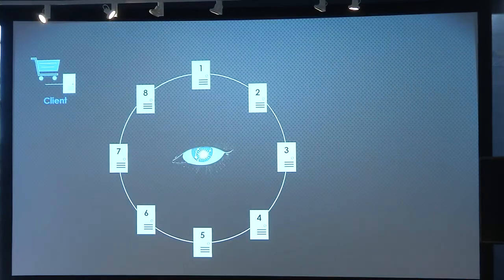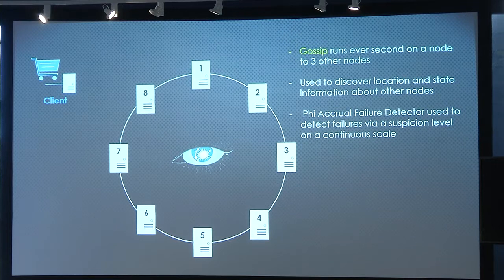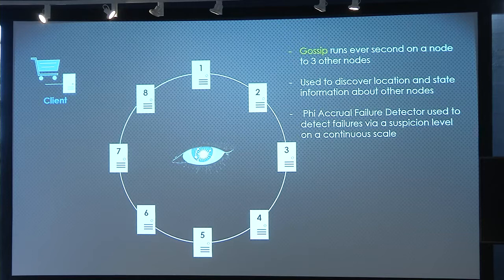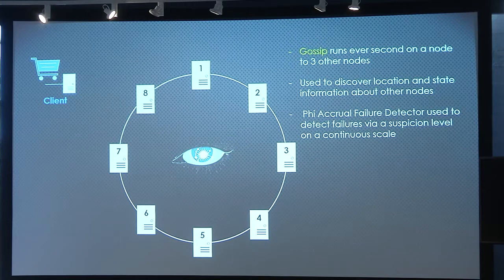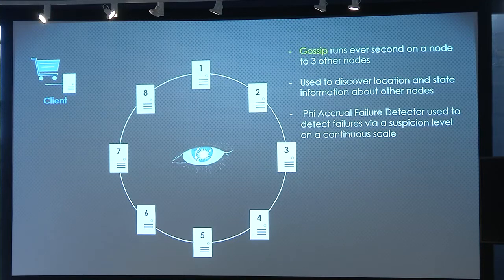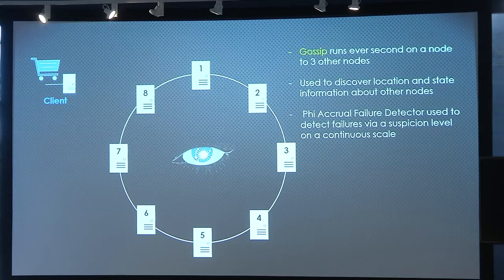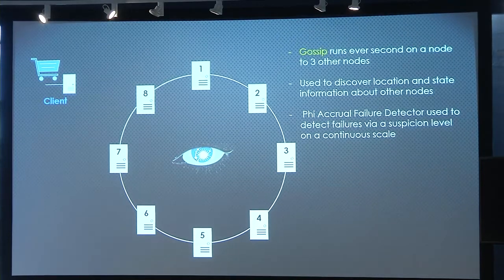This is the Cassandra model. We have 8 nodes in a ring here. Each node will have multiple hard drives. One way that Cassandra realizes the health of the different nodes is through a protocol called Gossip. Gossip runs on every node every second. When the Gossip protocol runs on a node, it will contact 3 other nodes and share information with those 3 nodes about its own health and the health of other nodes it has gossiped with in the past.